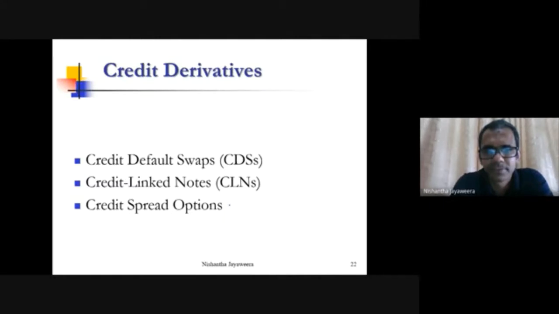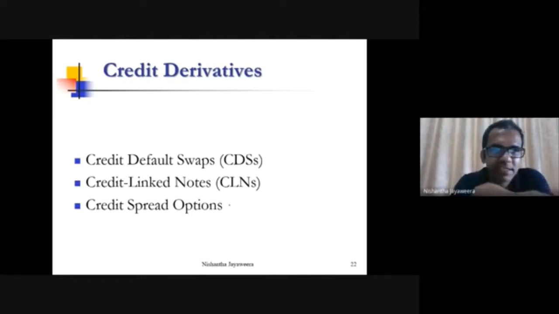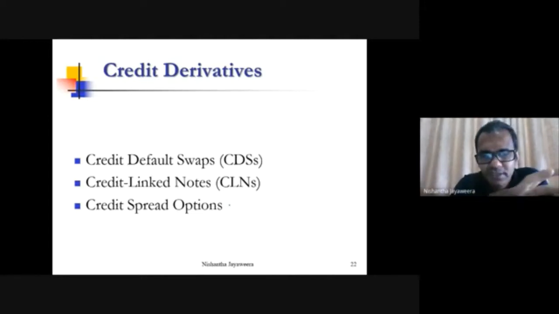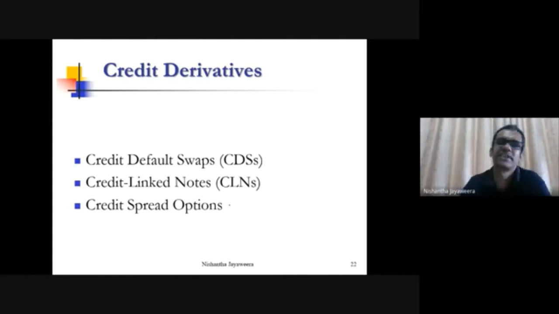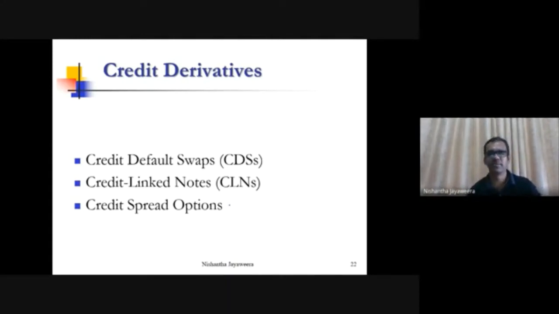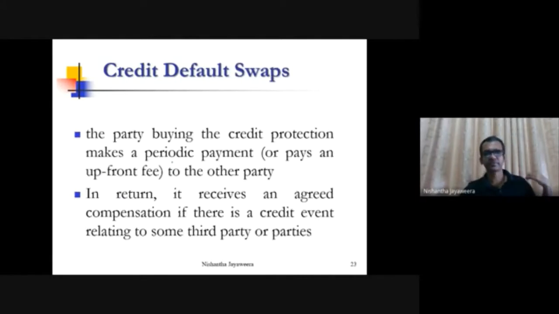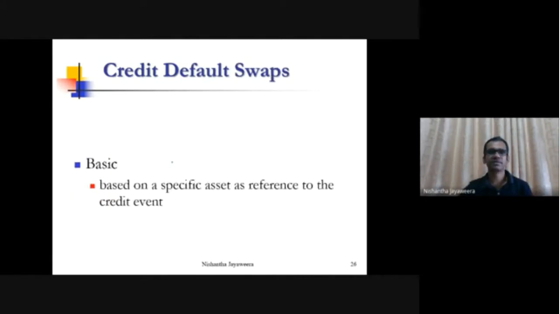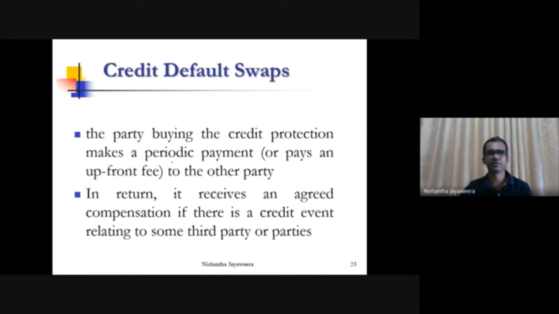Okay, I'll explain credit default swaps and credit spread options. Basically, these credit derivatives are to mitigate the credit risk. So if you lend to some party, you take the credit risk of that borrower. How do you reduce the credit risk? These three products are used to do that. I'll quickly explain these credit default swaps.